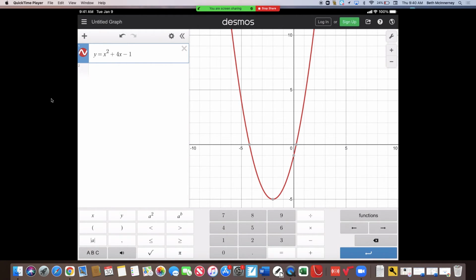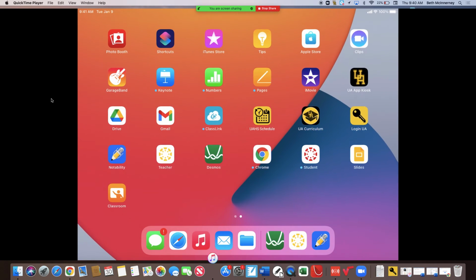And, ooh, isn't that cool? It is at x equals -2, -5. You see that? That's really cool. And it's at the vertex, right? That's a parabola. That makes sense.